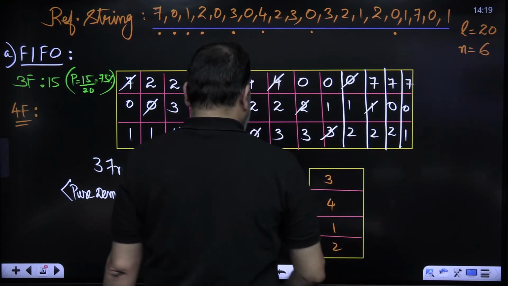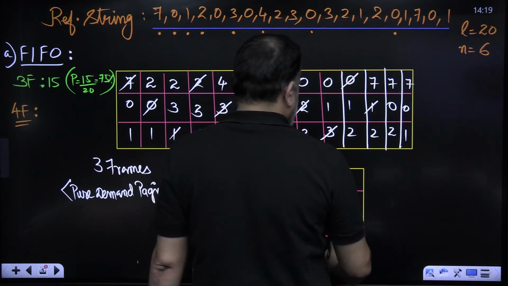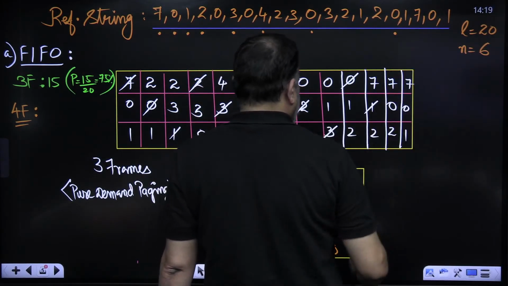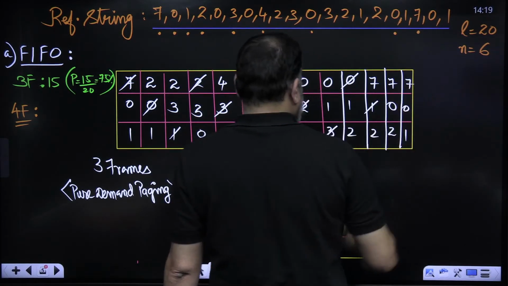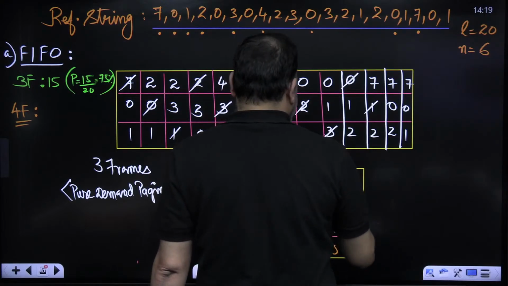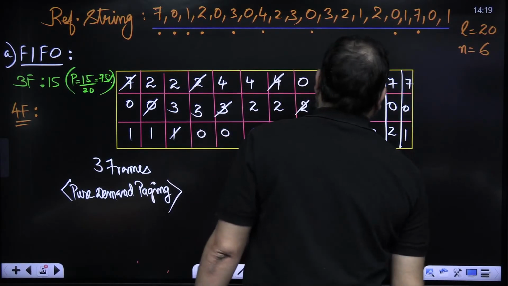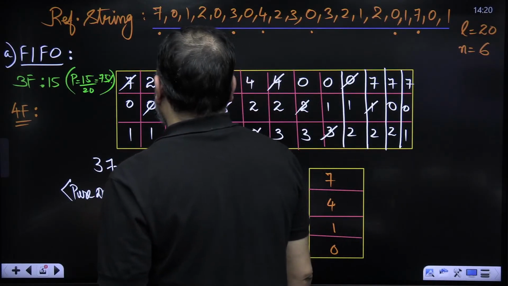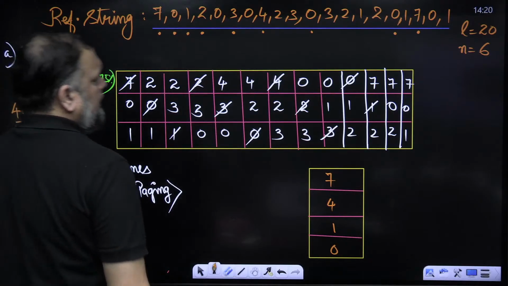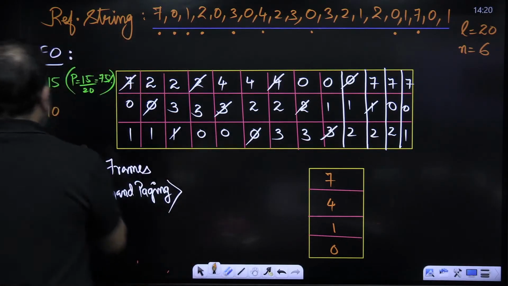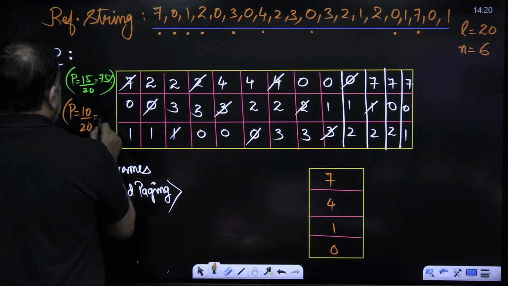So who is the victim? 2 is the victim. So in place of 2 we are going to bring 0. 1 will not cause a fault, 7 will cause a fault. So the victim is 3. So in place of 3 we are going to bring 7. Then after that 0 and 1 both are present. 2, 3, 4, 5, 6, 7, 8, 9, 10 page faults, right? So page fault rate, if you observe, P is equal to 10 by 20 and hence 50%.